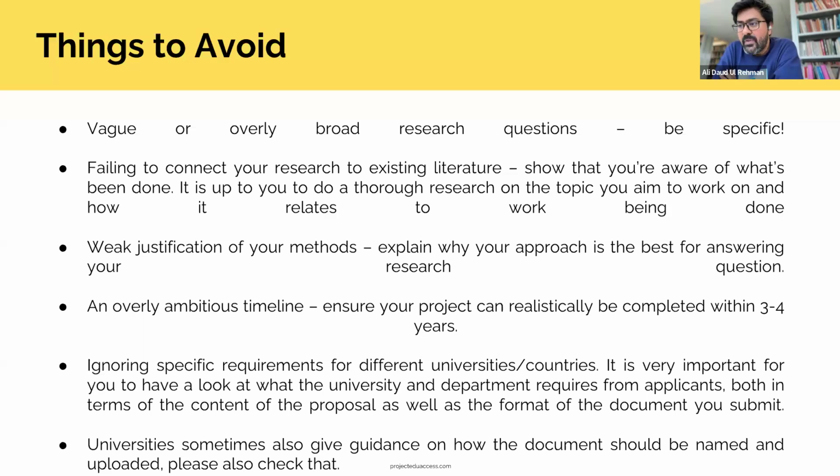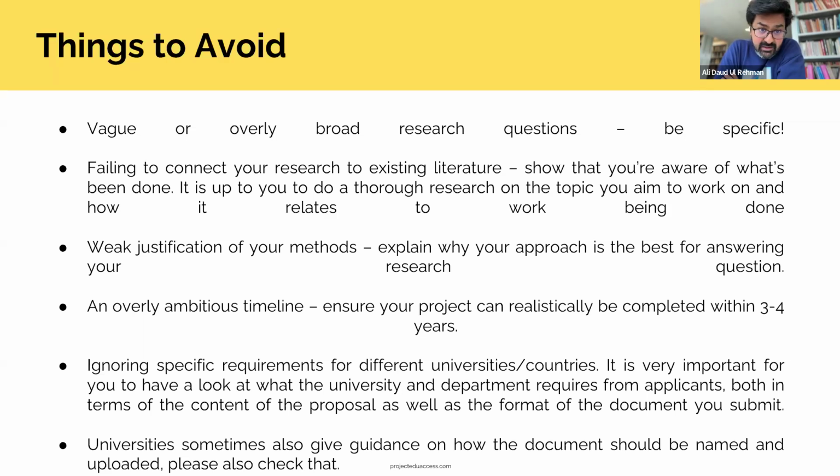Ignoring specific requirements for different universities and countries: it is important for you to look at what the university and department require from applicants, both in terms of the content of the proposal as well as the format of the document you submit. UK universities, and I think US universities, all the universities are actually quite good at it.